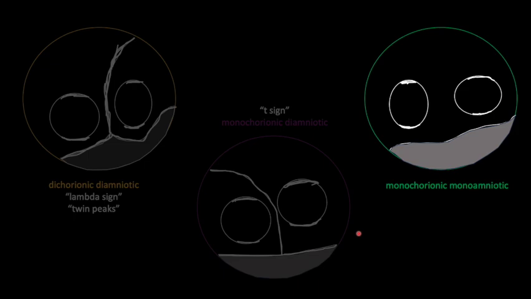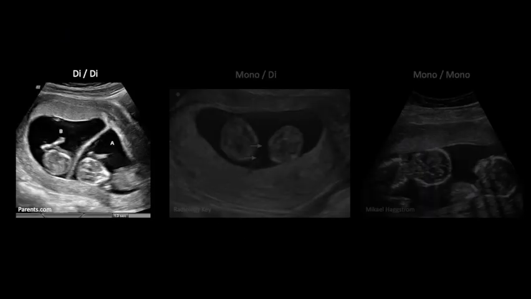Lastly, we have monochorionic monoamniotic twins, which show no intertwin membrane and only one placenta and gestational sac. So here are some examples of each of those.